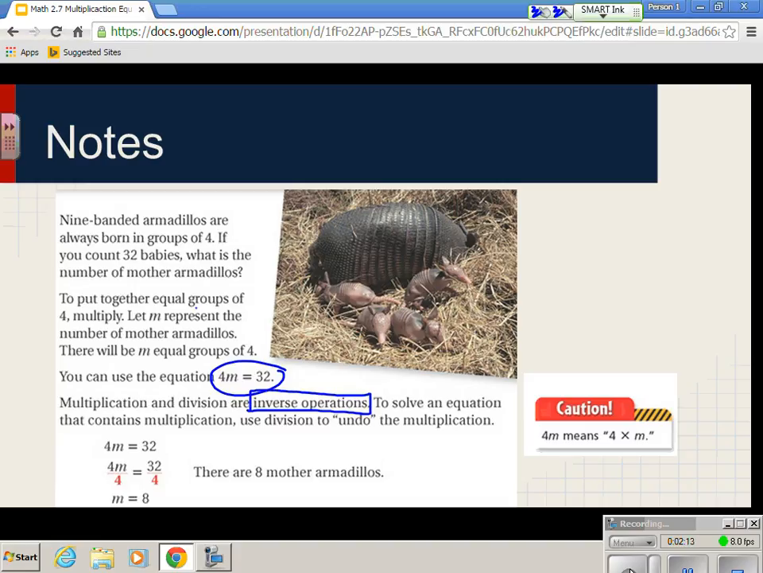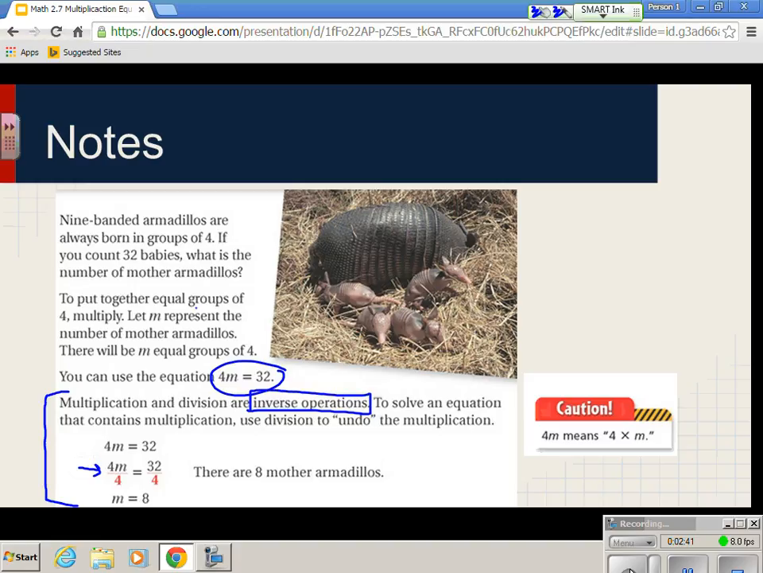Now, multiplication and division are inverse operations. So to solve this, you're going to have to undo the multiplication by using division. So I want you to put this down here so you have this in our example. So if we had 4m, which means 4 times m, what's the opposite of multiplication? It's division. Now, I've been showing you with division the fraction bar, and now it's almost going to be required that you continually do this.